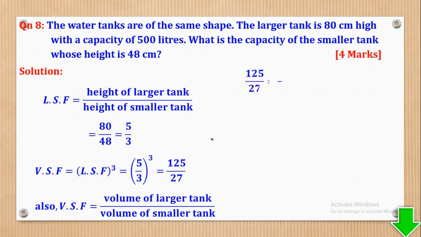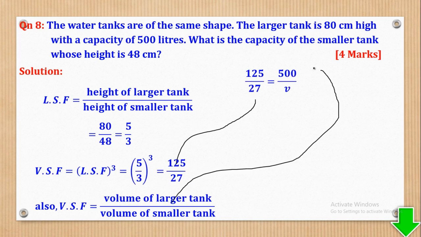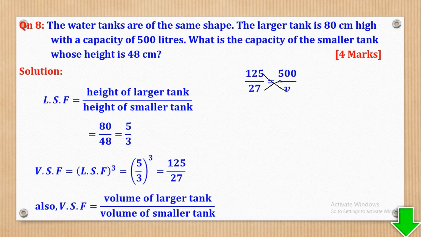After that, we shall substitute and say that volume scale factor is given here. Then volume of the larger tank is that. Now volume of the smaller tank is what we want, so we shall let it be V. Now from that step, the next thing to do is to make V the subject, and the first thing to do to make V the subject is to cross multiply. So when I cross multiply, I come up with 125 times V is equal to 27 times 500.